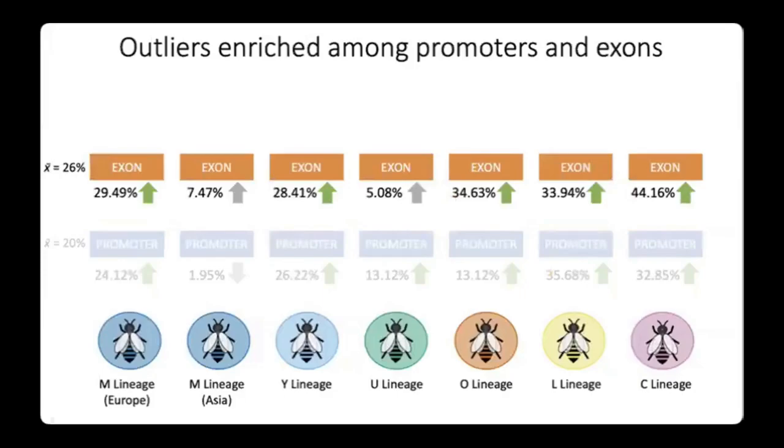Among exons, we find that SNPs associated with positive selection are enriched on average 26%. And we find an increase in enrichment among all lineages with the exception of two groups.